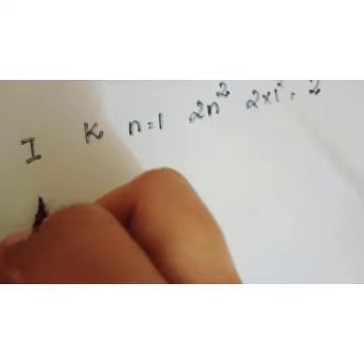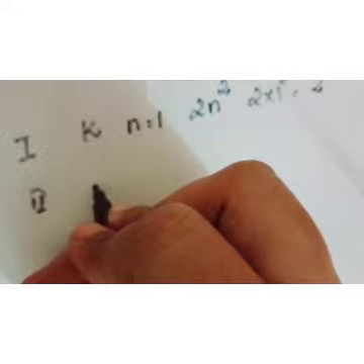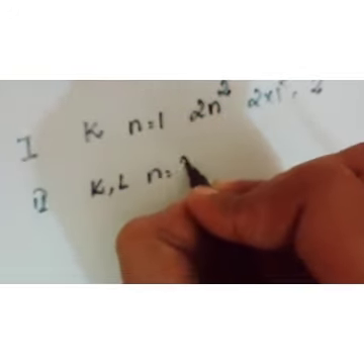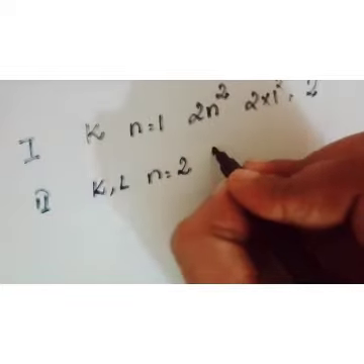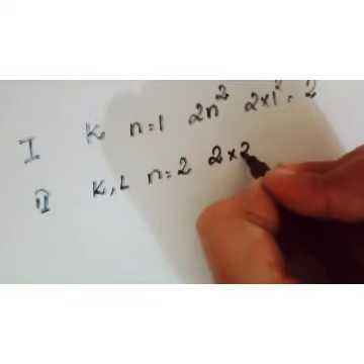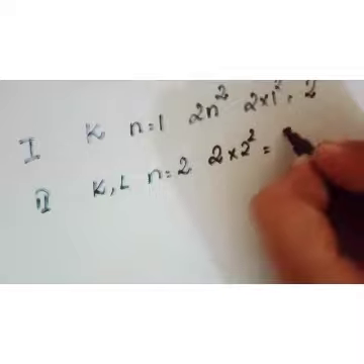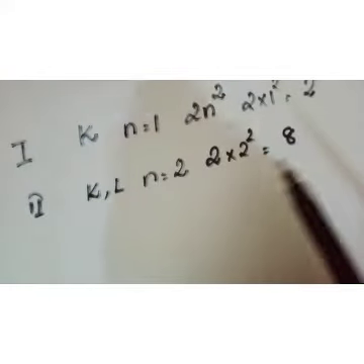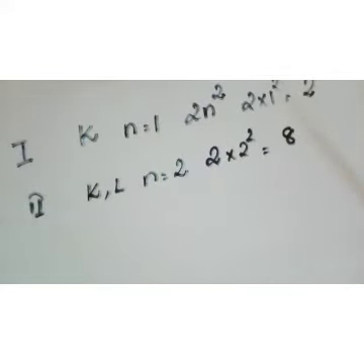Now the second period has 2 shells, K shell and L shell. For the L shell, the n value is 2. The L shell can maximum accommodate 2 into 2 square, that is 8. So it can accommodate a maximum of 8 electrons. So the number of elements present in the second period is 8.